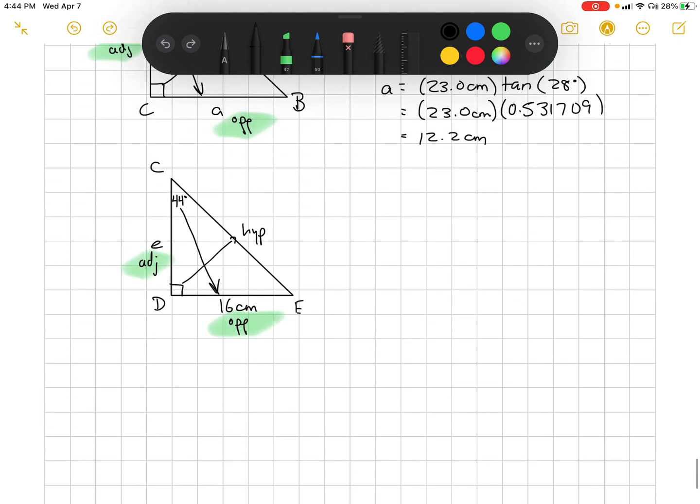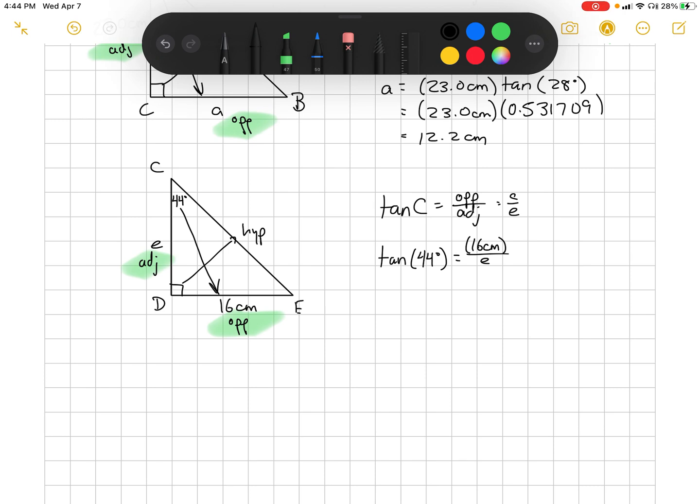So we would go then tangent of a reference angle C is equal to opposite over adjacent. You could go for another step here and actually throw in the little letters. Our opposite side is C and our adjacent is E. You could do that. You don't have to though. And then substituting the numbers in, we get tangent of 44 degrees is equal to our opposite side of 16 centimeters over our adjacent side of E.